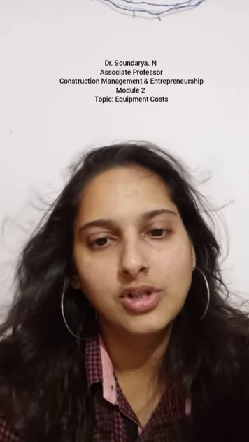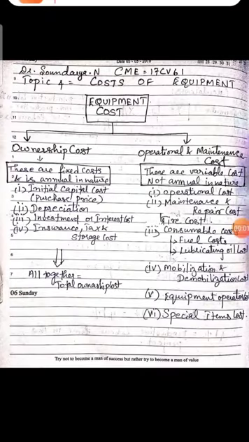So now let's move on to the topic. Let us start with the cost of equipment. The equipment cost is divided into two. Number one is the ownership cost, and number two is the operational and maintenance cost.